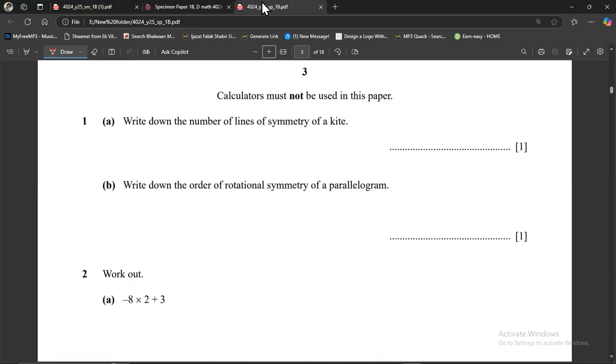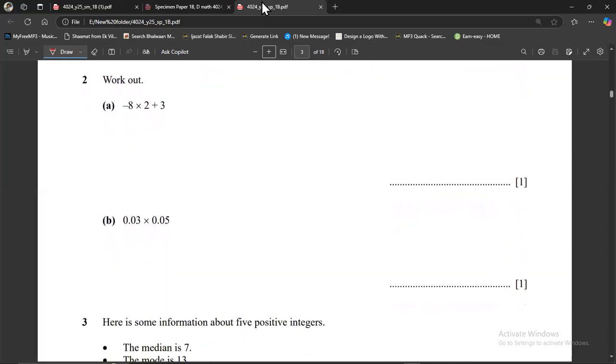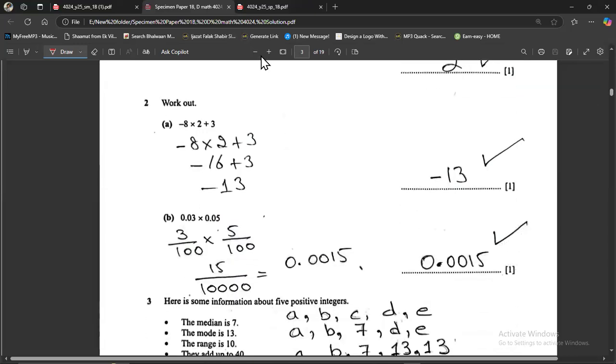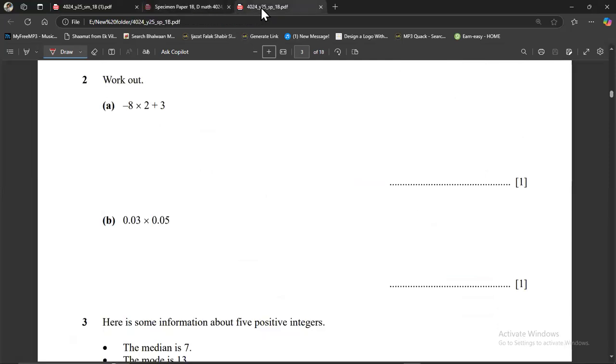Okay, the next question is question number 2, part a. We have minus 8 multiplied by 2, plus 3. First of all, you will do the multiplication. Minus 8 multiplied by 2 is minus 16. Then you will do the addition: minus 16 plus 3 is minus 13. So the answer is minus 13. Let's check the answer. Minus 13 is the right answer. This is the solution.